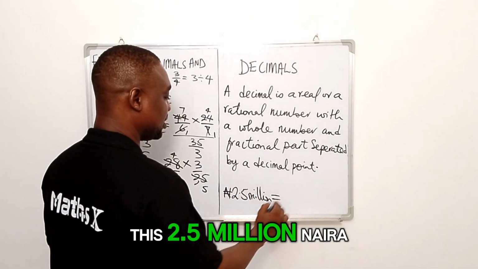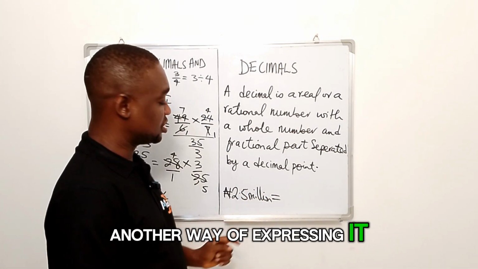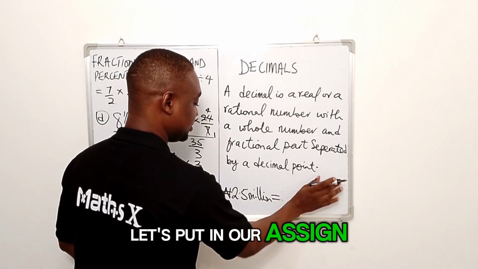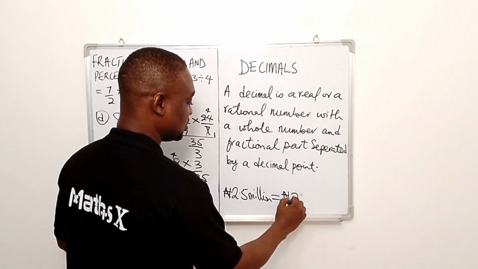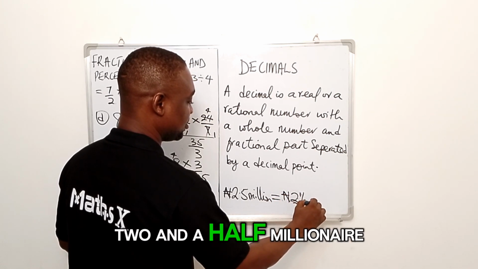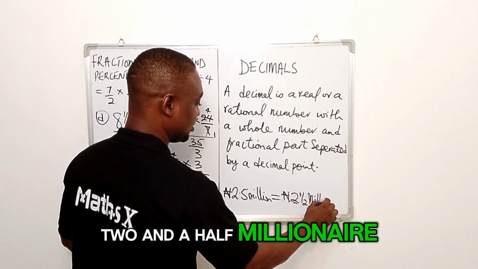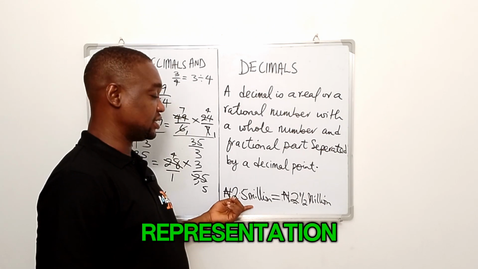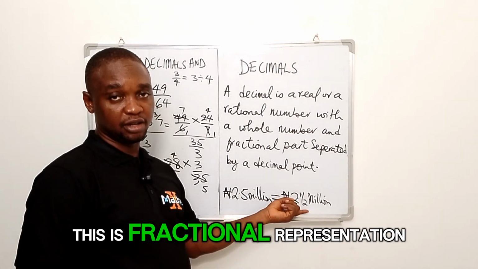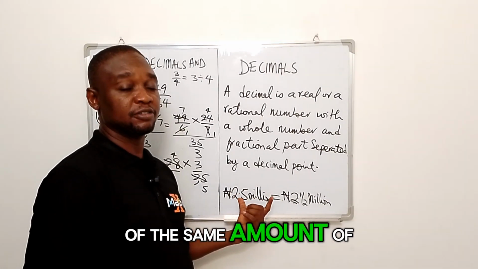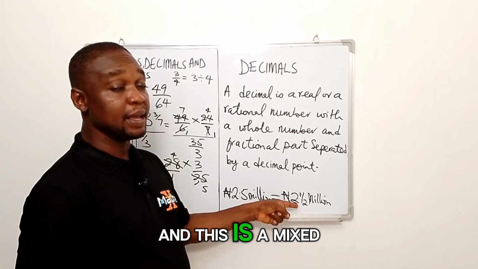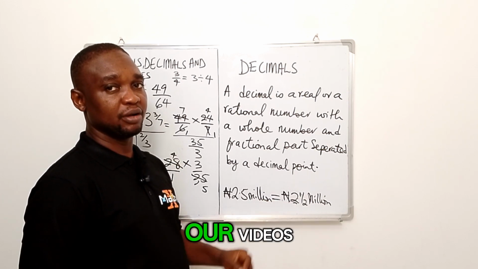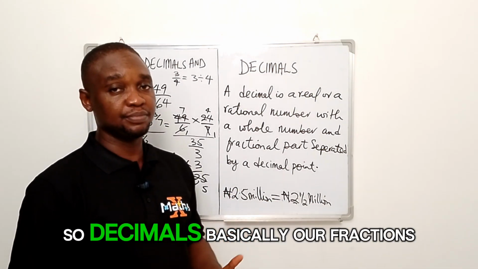This 2.5 million naira, another way of expressing it will be 2.5. Let's put the naira sign. 2.5 million naira. So this is decimal representation. This is fractional representation of the same amount of money. And this is a mixed fraction, which we just discussed, if you have been following our videos. So decimals basically are fractions.